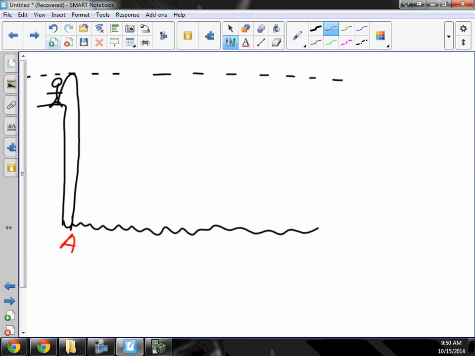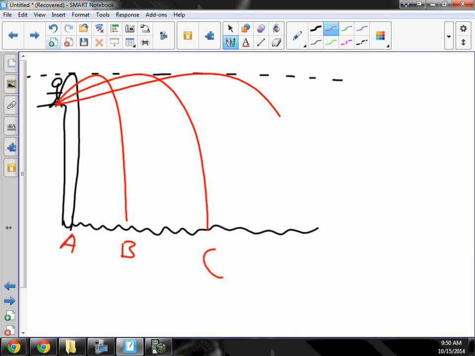So let's say that's person A, person B jumps like that, person C jumps like that, and then I, who am really daring, jumps like that. If you all jump at the same time, you reach the same height, which person hits the water first? They all hit at the same time.